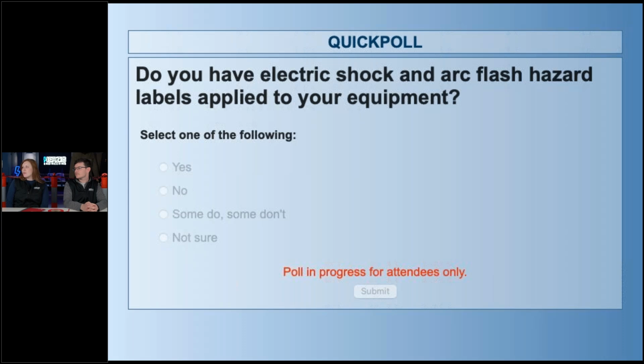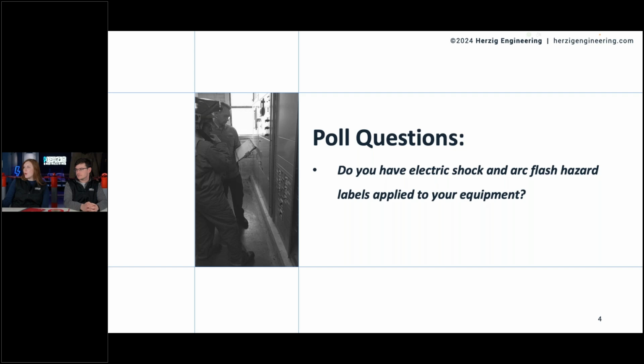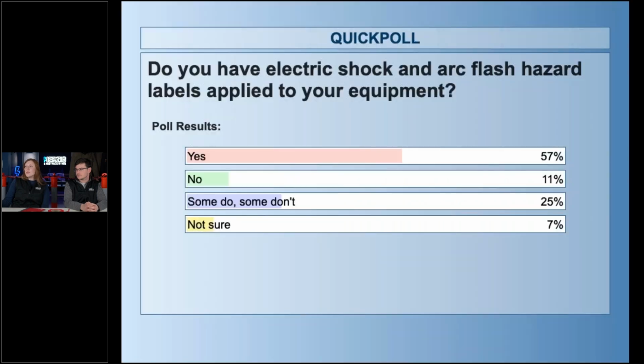Okay, we'll give it just a few more moments. We got about 80% of you voted so far, have submitted your response. Thank you for participating in that. See if anyone else wants to jump in here. Okay, go ahead and close the poll. Let's show the results. So we got the majority saying yes, that you have those labels, which again, that's awesome.